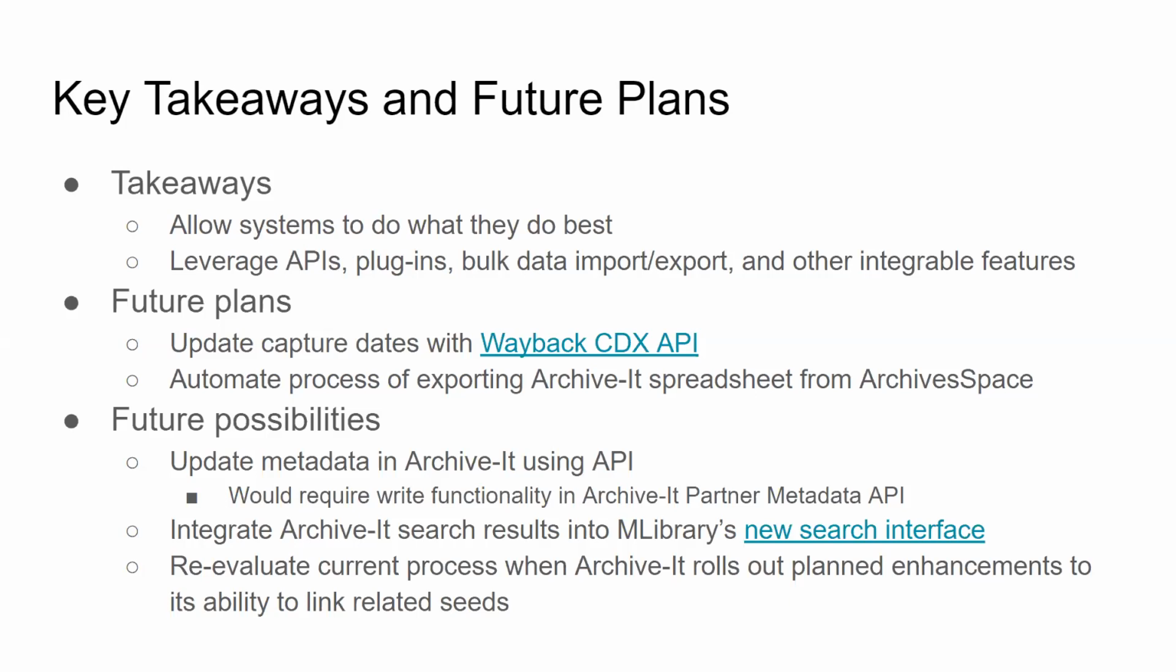And then some future possibilities that would be maybe nice to have someday are, I would love to be able to update metadata in ArchiveIt using the partner metadata API, which would require the API to have some write functionality. Currently, you can only get metadata out. It would be nice to be able to integrate ArchiveIt search results into the University of Michigan Library search interface directly, rather than having to export catalog records.